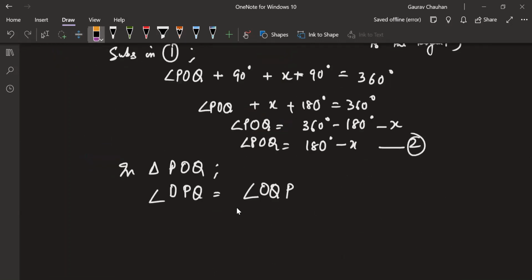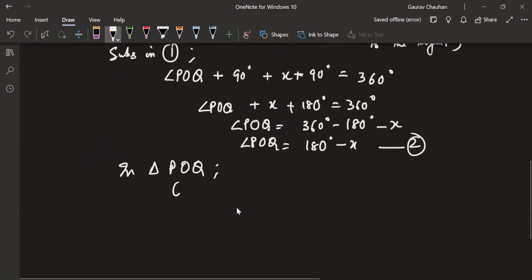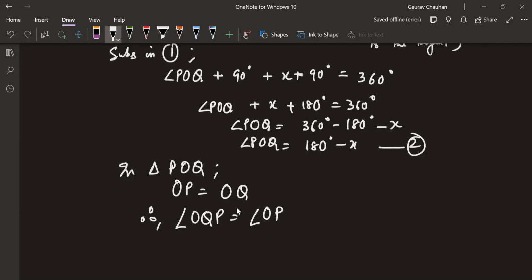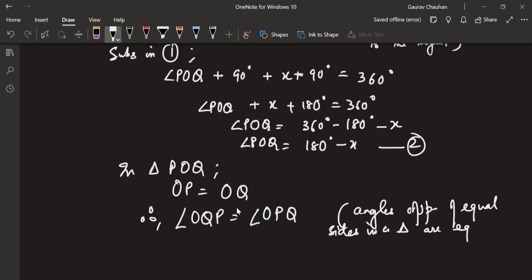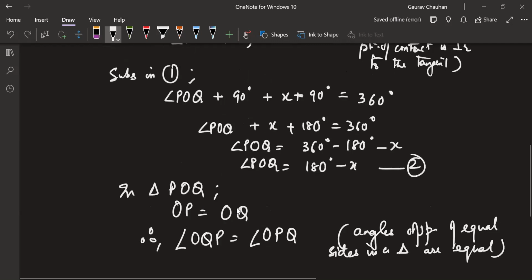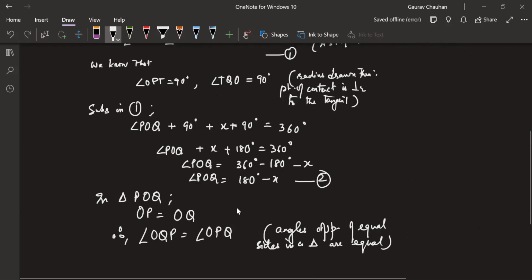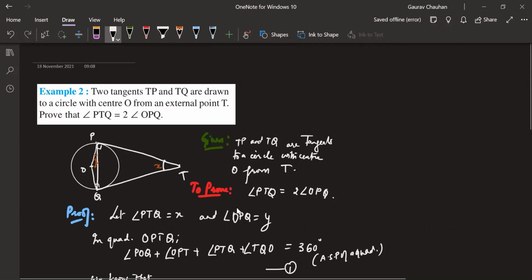Actually, let's write that properly. OP is equal to OQ, therefore angle OQP is equal to angle OPQ. Angles opposite to equal sides in a triangle are equal. Are we good, Riza? Yeah. Any questions so far? These two angles are equal, we have shown.